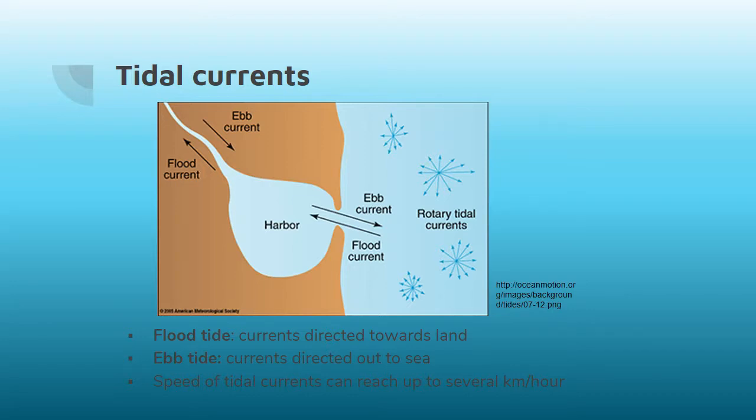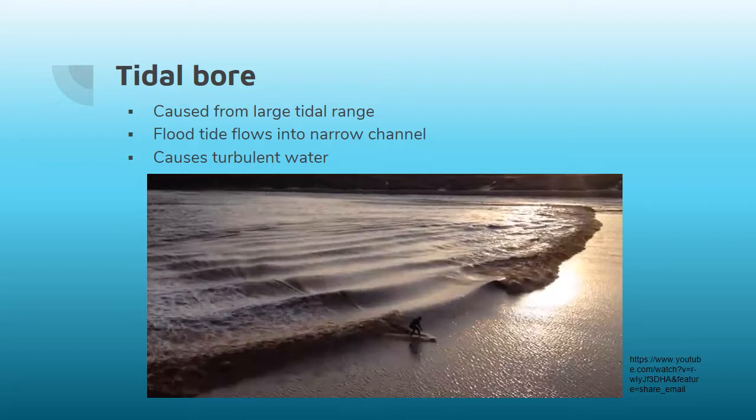I'm going to be talking about a tidal current that's called a tidal bore. A tidal bore is caused from a large tidal range. And as you can see below, this is a really, really cool image of someone actually surfing on a tidal bore. And it's moving pretty fast, and it's as the tide is coming in. It's the flood tide as it flows through a narrow channel, and it causes turbulent water. And this is something you'd see again in a funnel-shaped bay, as I referred to in the effects of different shorelines and tide.